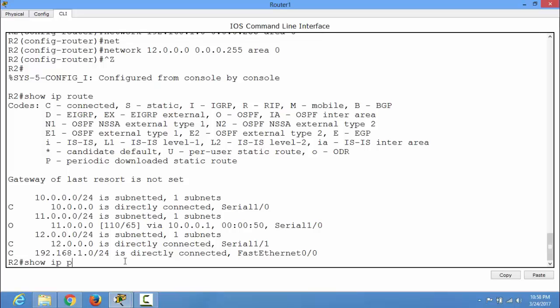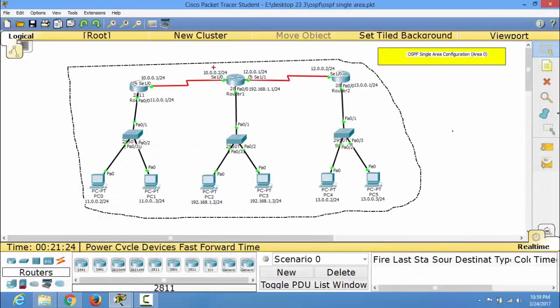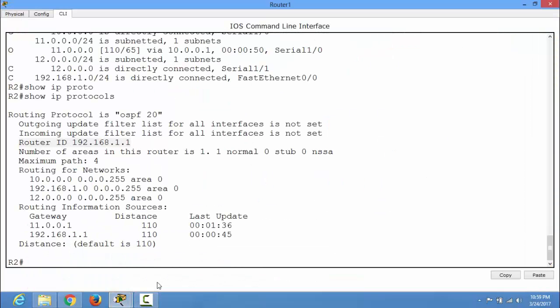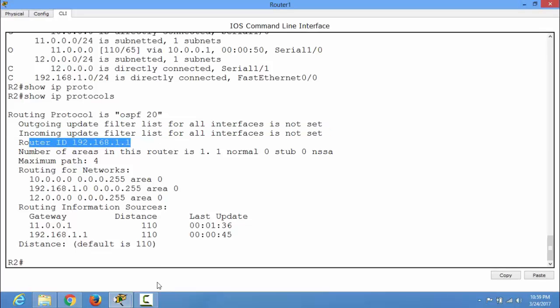Show IP protocol, the second command to verify. Look here also, it says OSPF is configured with the process ID of 20. Here also you can verify, the router ID is 192.168.1.1. Why? Because if you check, the active physical interfaces are 10, 12 and 192. So it takes the highest IP as the router ID. You can check it from here, we have 192.168.1.1 as the router ID.